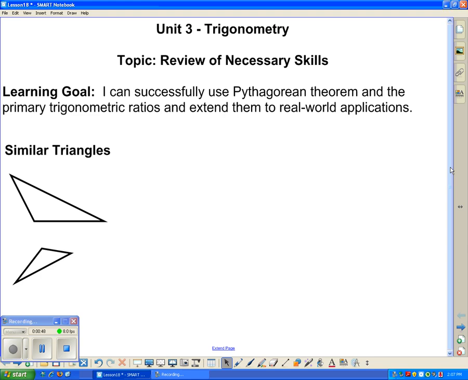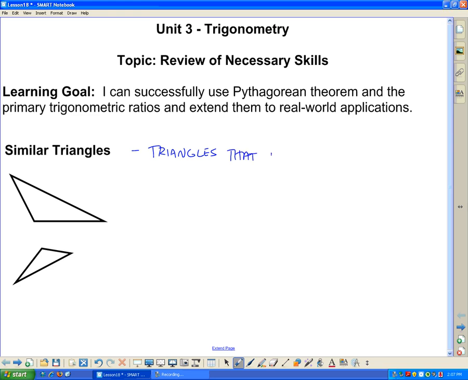Okay, so some of the stuff that we need to go back to is talking about stuff like similar triangles. So with similar triangles, again, these are triangles that have the same shape, but are a different size. So the process in setting up similar triangles is as follows.